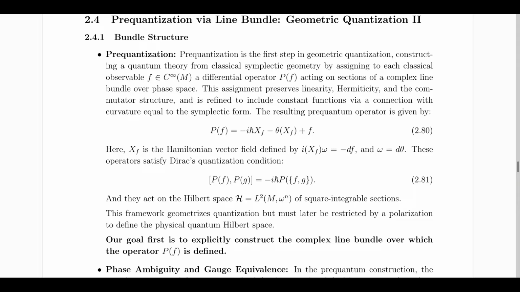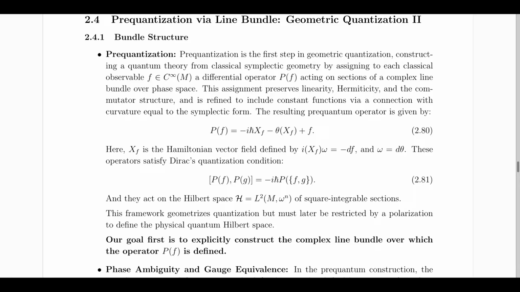We begin by defining a map from classical observables to operators. Each smooth function on phase space, say a function f, is associated to a differential operator P of f. This operator combines three elements: a derivative along the Hamiltonian flow generated by f, a geometric term involving the symplectic potential, and the function f itself. Together, they ensure that the commutator of two operators reflects the Poisson bracket of their classical counterparts. This satisfies Dirac's quantization condition, a foundational consistency check.